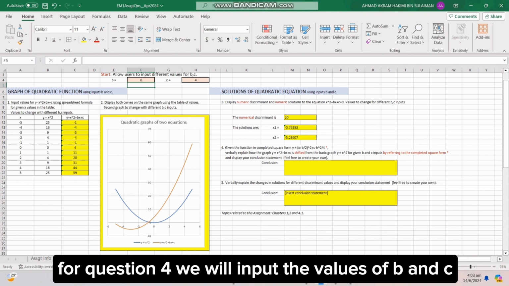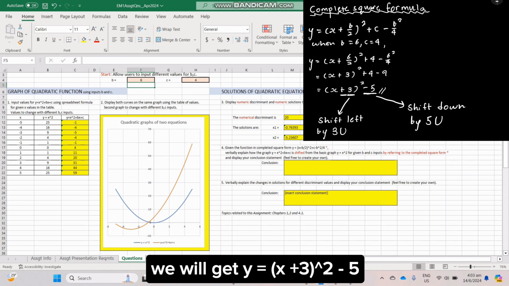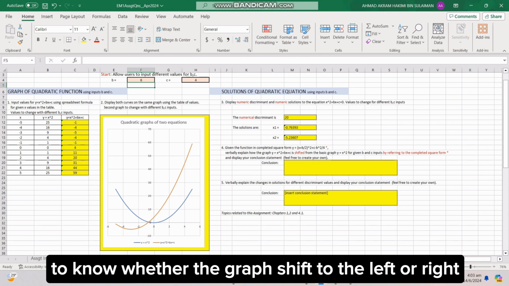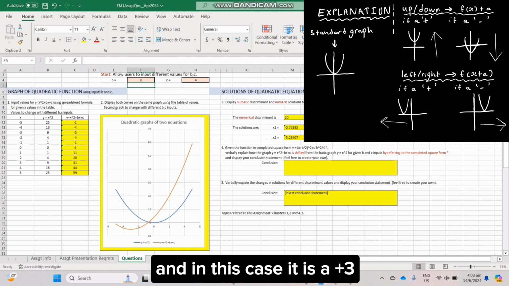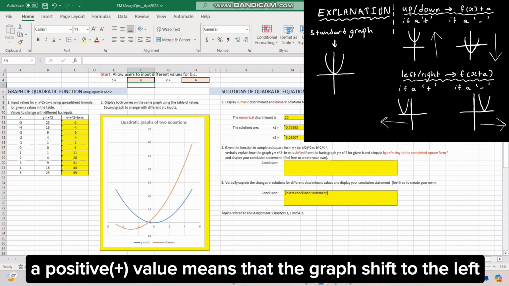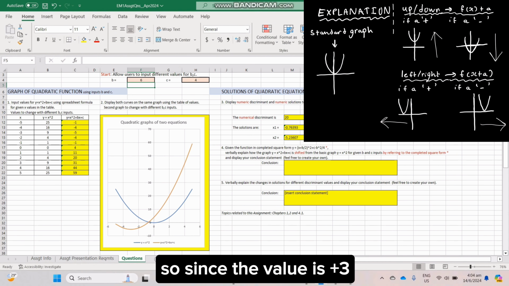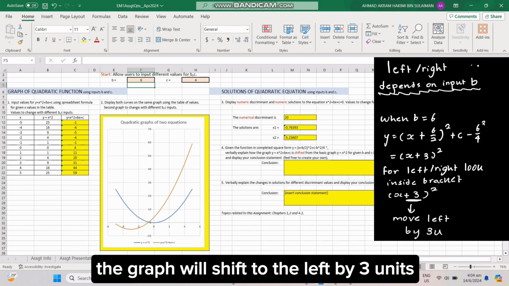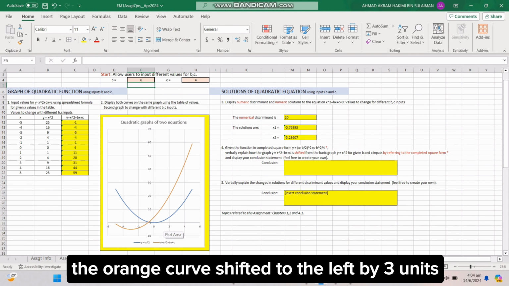For question 4, we will input the values of b and c into the complete the square formula. We will get y equals (x plus 3) squared minus 5. To know whether the graph shifts to the left or right, we must look at the number inside the bracket. In this case, it is a positive 3. A positive value means that the graph shifts to the left. If the value is negative, the graph will shift to the right. So since the value is positive 3, the graph will shift to the left by 3 units. Compared to the blue curve, the orange curve shifted to the left by 3 units.